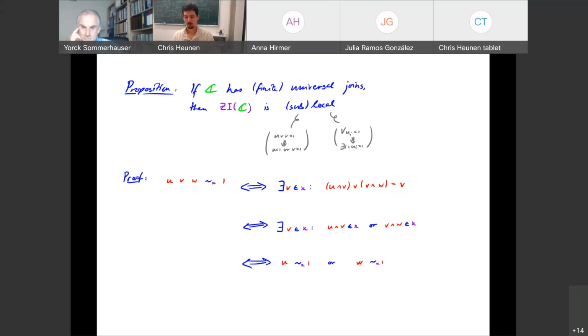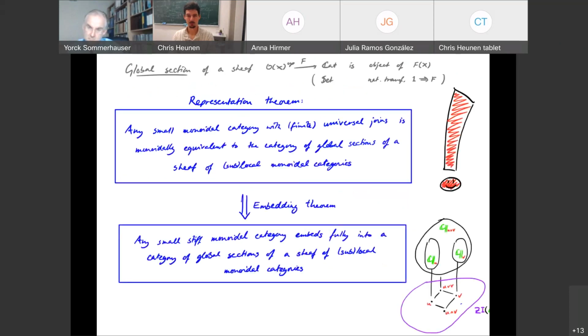But now I know, because X is a completely prime filter, X is a point, that means that either U meet V is in X or V meet W is in X. But by definition of the equivalence relation again, that means that either U is equivalent to 1 or W is equivalent to 1. So all in all, these stalks are actually local or sublocal. And then we arrive at the proof we wanted.